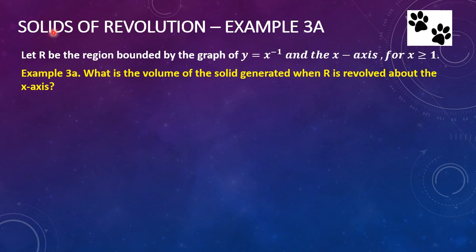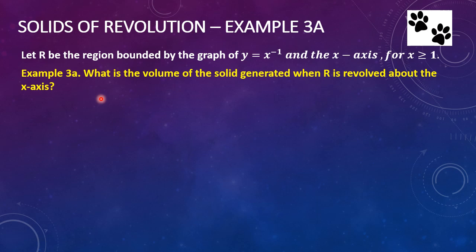Let R be the region bounded by the graph of y equals x to the negative 1, which of course is just 1 over x, and the x-axis for x greater than or equal to 1. Example 3a. What is the volume of the solid generated when R is revolved around the x-axis? Hit pause and see if you can do this.